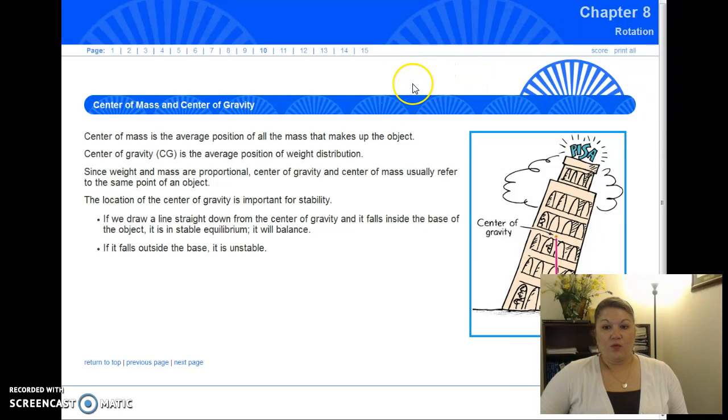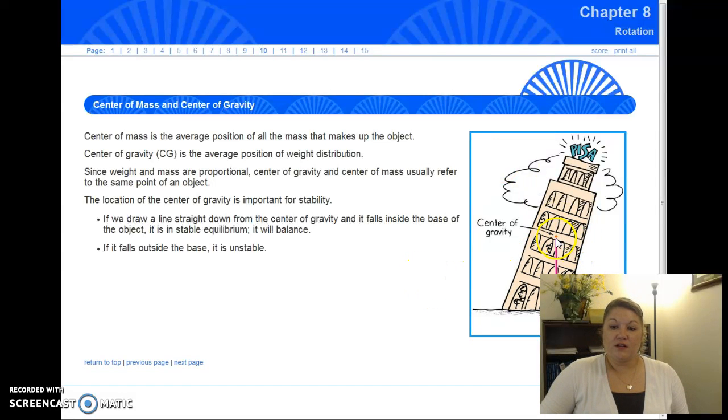Now, talking about rotational motion, stability becomes an issue, right? You ever wonder how the Leaning Tower of Pisa is still standing and not toppled over? Well, center of mass and center of gravity are pretty much the same thing. It's where all the mass and all the weight is, their average position, right? So the average position of anything is probably near the center of that thing, right? Hence the dot on the tower here.